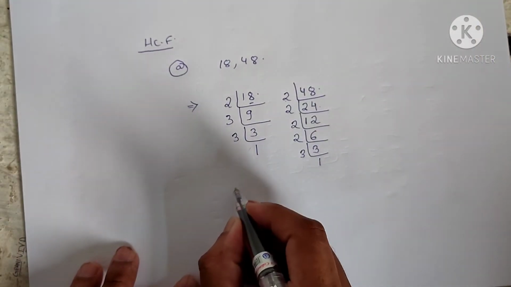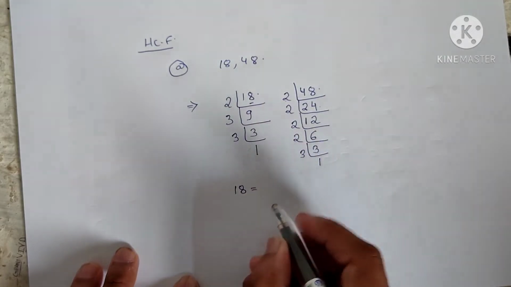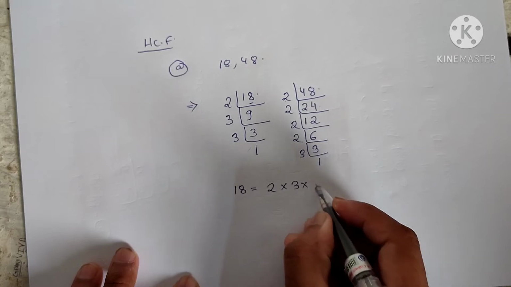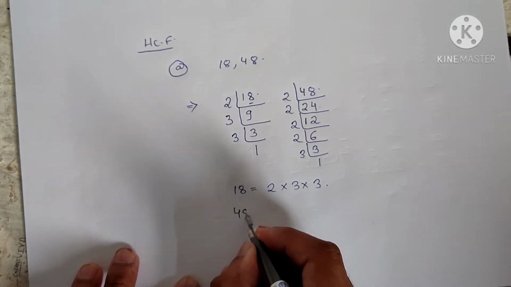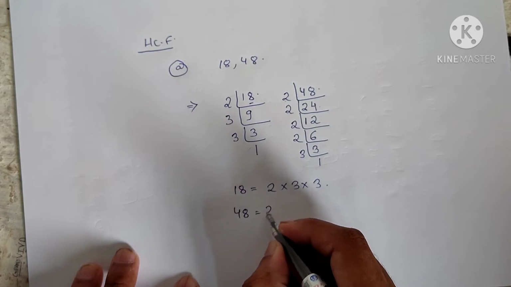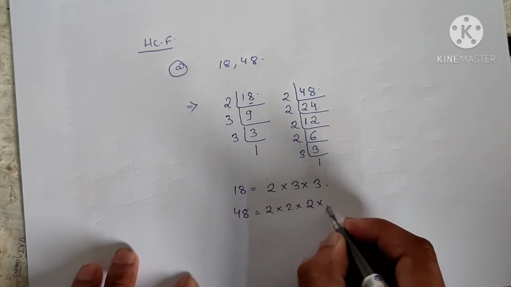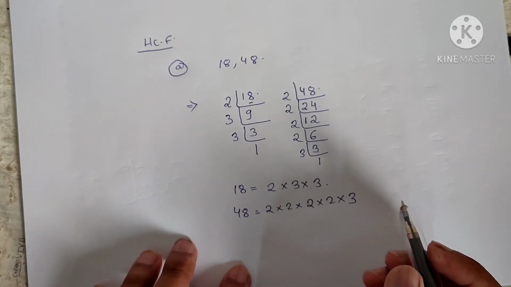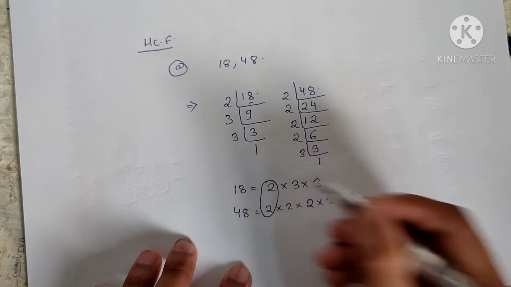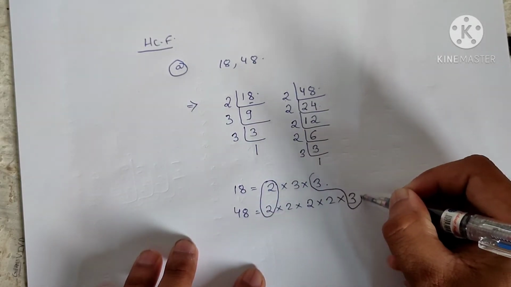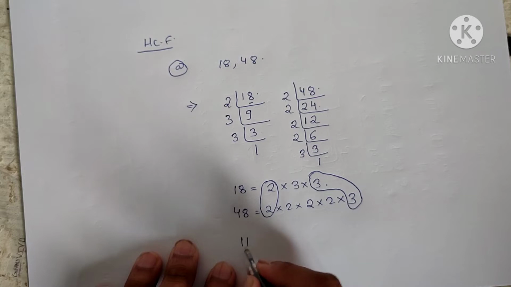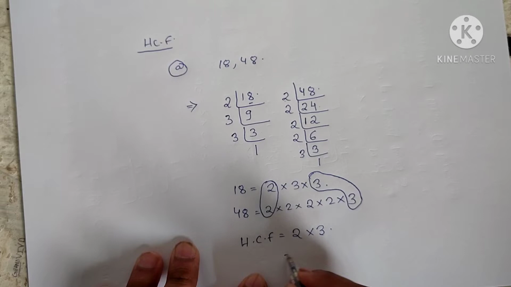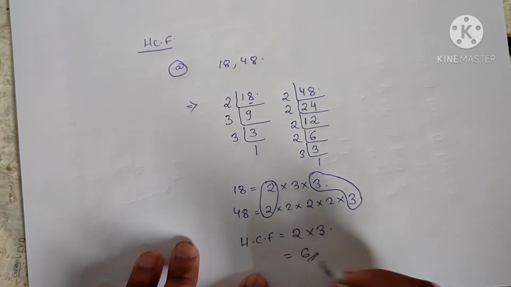And then lastly you have to find the HCF. Whatever you get here, you have to write. Suppose you get 2, 3, 3. So you will write here 2 into 3 into 3. Finally, you will write 48 also. Whatever you get here, you have to copy down: 2 into 2 into 2 into 2, and lastly 3. Now, whatever is the common factor between them will be the HCF. See here, 2 is common, isn't it? And what else is common? 3 is common. So you will take the common terms and multiply them. 2 into 3, what will you get? 2 3s are 6. So this is the answer.